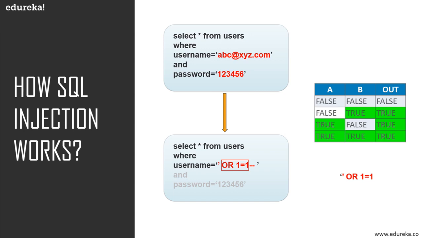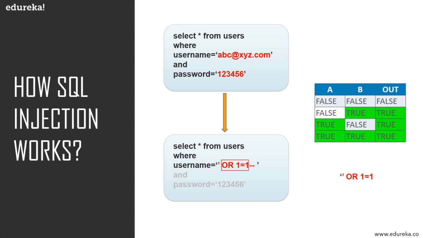Now if you see this, there are two inputs. There's the OR function, and there's one input on the left hand side and one input on the right hand side. What we are interested in is the statement on the right hand side of the OR function, that is 1 equal to 1. This is a statement that will always return true because 1 is always equal to 1.